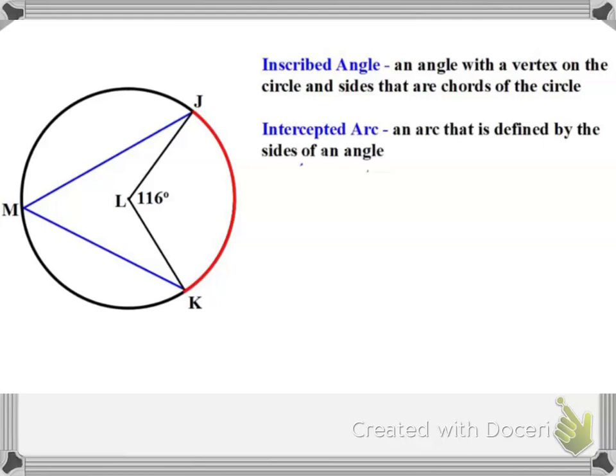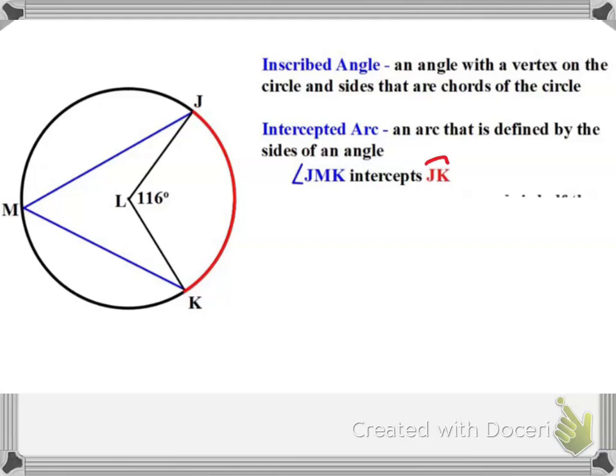Another definition right here: intercepted arc. An intercepted arc is an arc that is defined by the sides of an angle. So arc JK is intercepted by angle JMK because the sides of the angle hit that arc. That's where it hits the circle. That is the arc intercepted. So angle JMK intercepts arc JK. Angle L also intercepts arc JK, the central angle there.